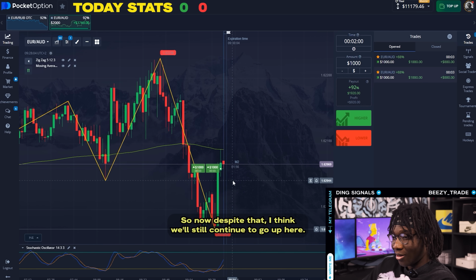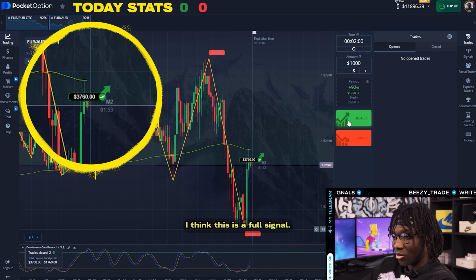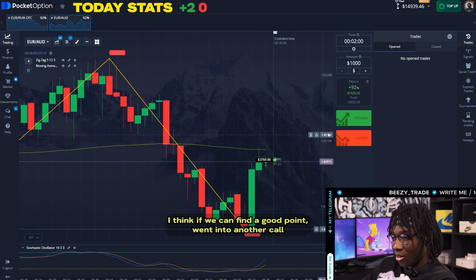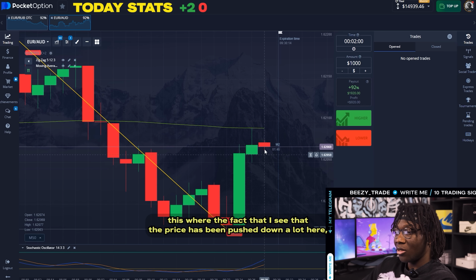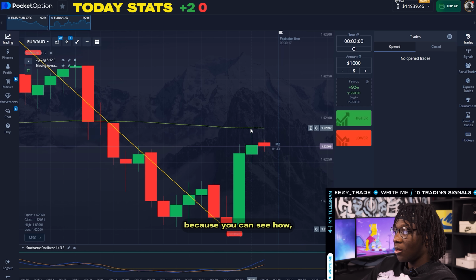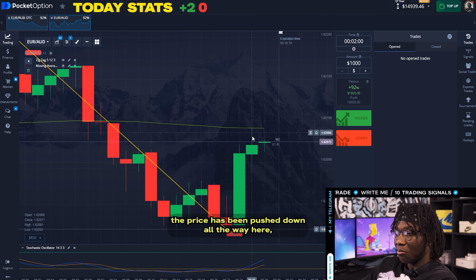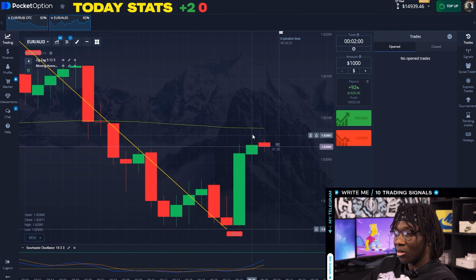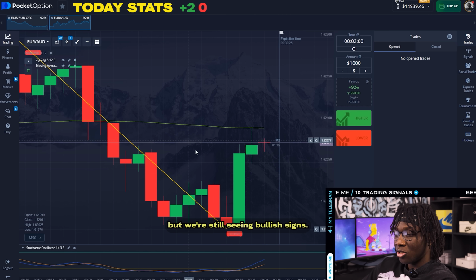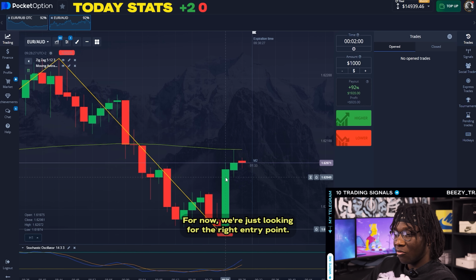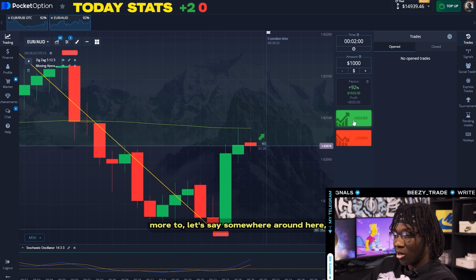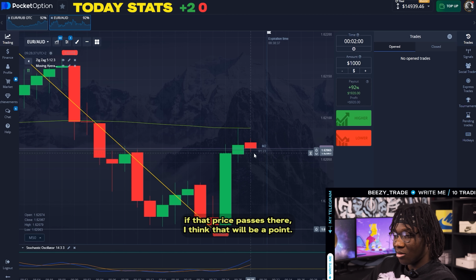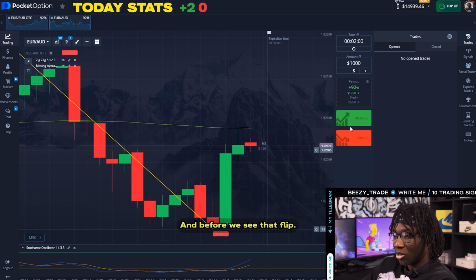So now despite that, I think we'll still continue to go up here. I think there's a full signal. I think if we can find a good point, we enter into another call. Despite the fact that I see that the price has been pushed down a lot here, because you can see how the price has been pushed down all the way here, we're still seeing bullish signs. But now we're just looking for the right entry point. And I think we're just going to wait for that price to be pushed down a little bit more to, let's say, somewhere around here. If that price passes there, I think that would be a great point to enter before we see that flip.